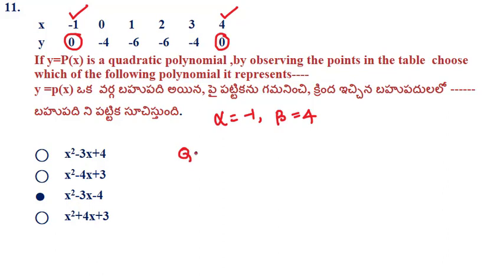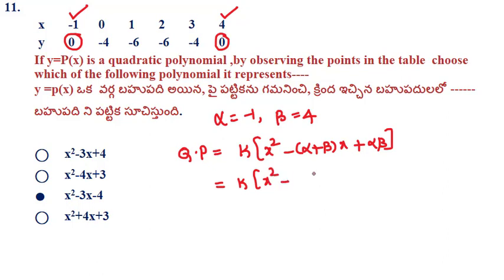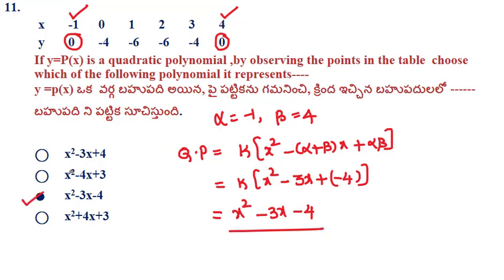So the quadratic polynomial QP is equal to, already we know the formula, k into x square minus alpha plus beta of x plus alpha beta, where k belongs to R. Here k into x square minus alpha plus beta, that means minus 1 plus 4 is 3, so 3x, plus alpha into beta, minus 1 into 4, that equals minus 4. If we take k as 1, then the answer is x square minus 3x minus 4.